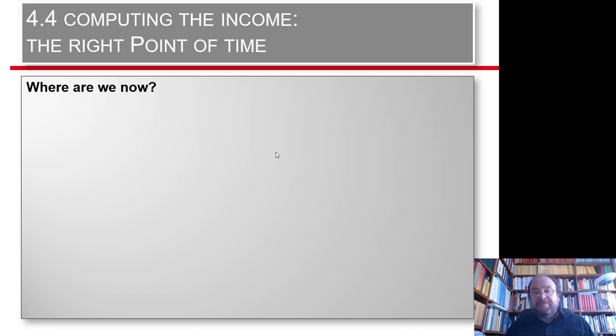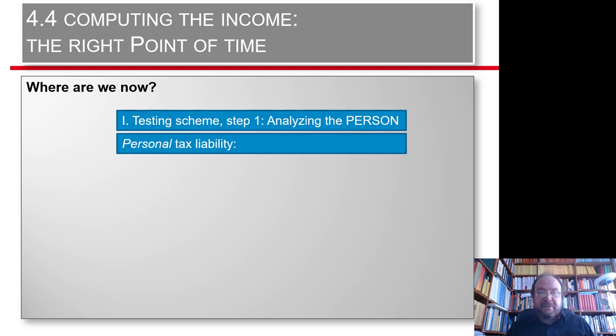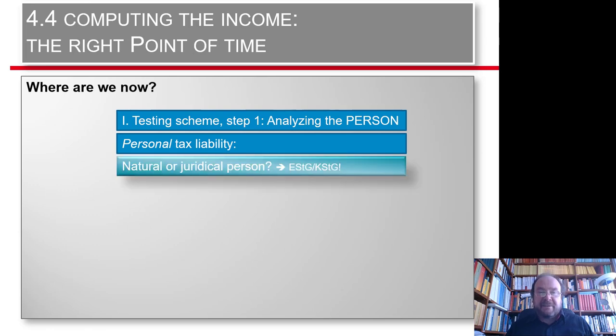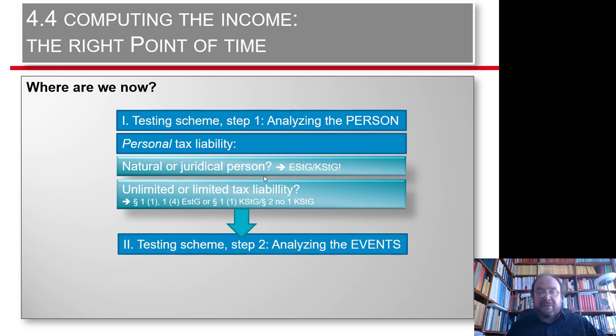So, just to give you an overview, the first question is naturally, where are we now in our testing scheme? The first step was, you remember that you always analyze the person, and that was personal tax liability. You ask yourself, is it a natural or a juridical person? Because that sets the decision between ESTG and KSTG. And then you find out if it's unlimited or limited tax liability in the case which you are dealing with. The next step leads then on to testing scheme step 2. You analyze the events.